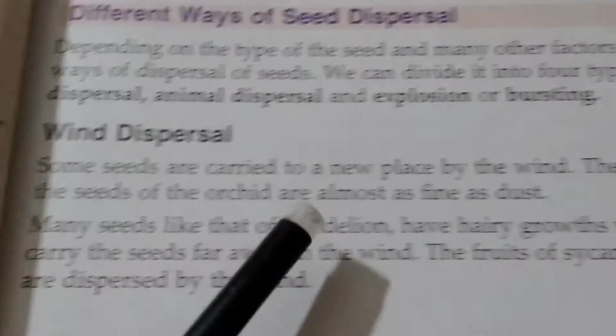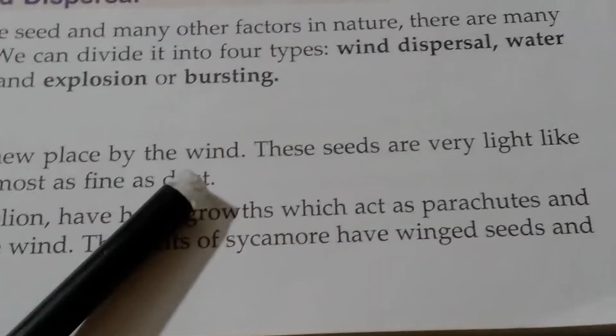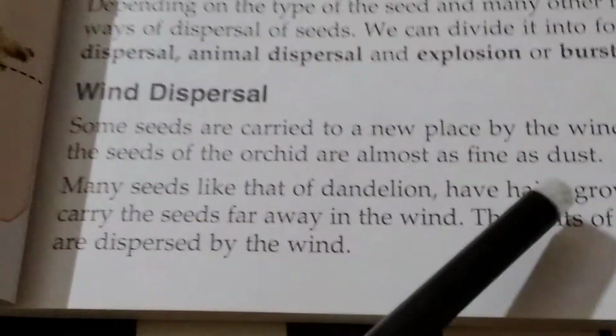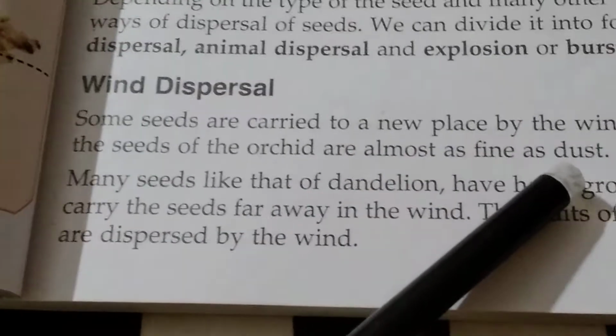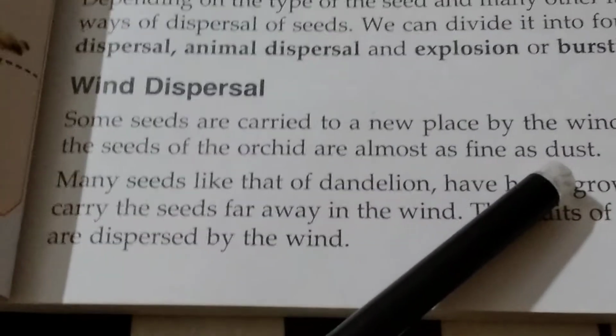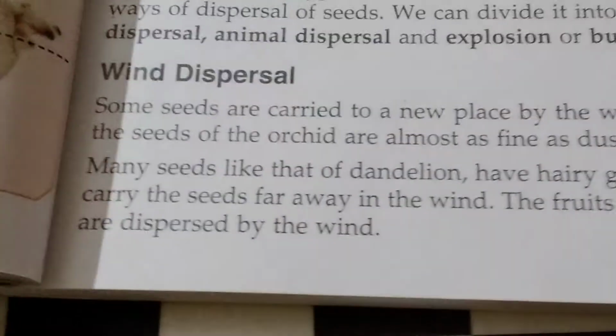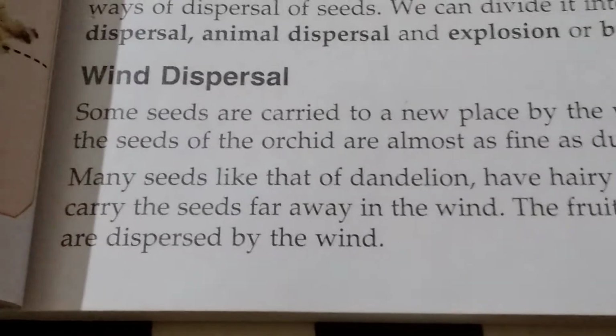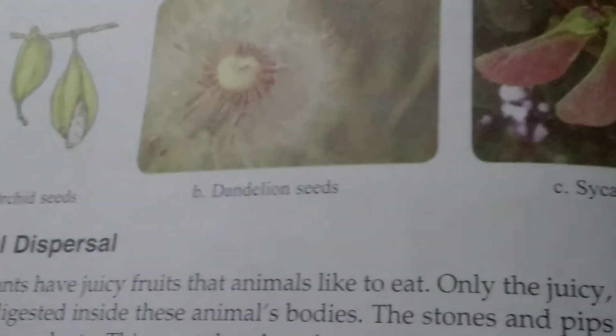Some seeds are carried to a new place by the wind. These seeds are very light, like the seeds of the orchid, which are almost as fine as dust. The seeds float in the air and after a long time drop down. Maple and dandelion seeds are also dispersed by wind. Okay. Now, animal dispersal.